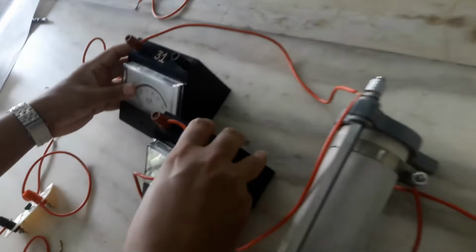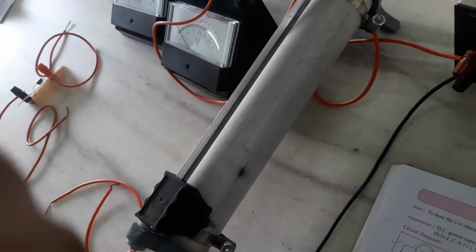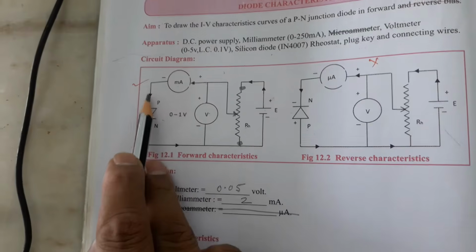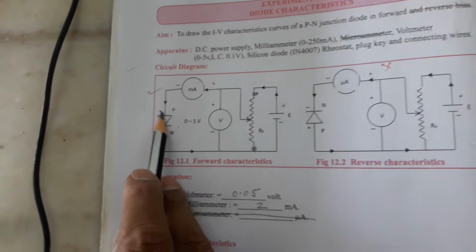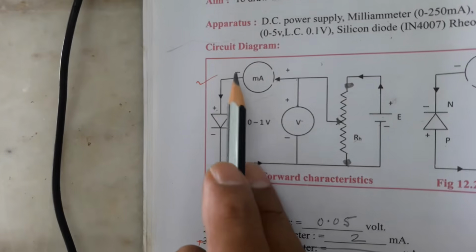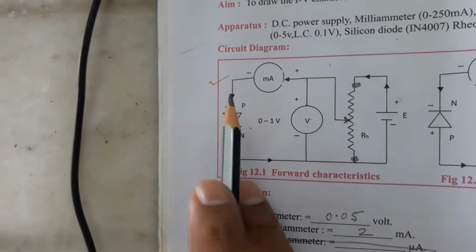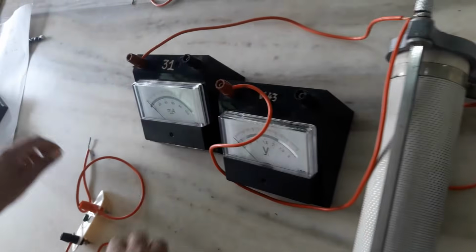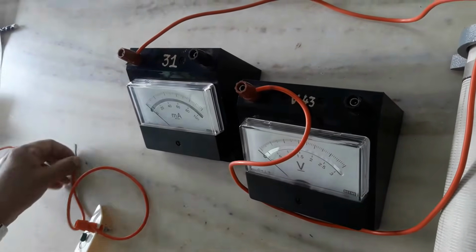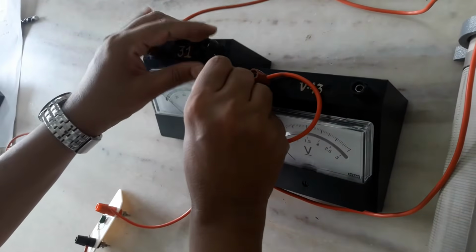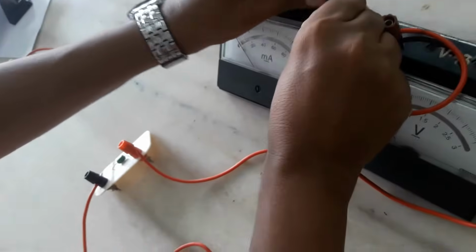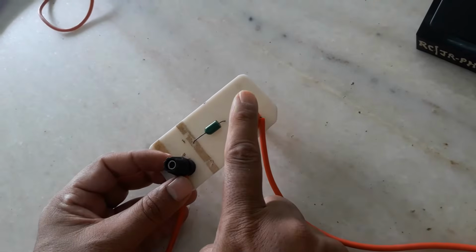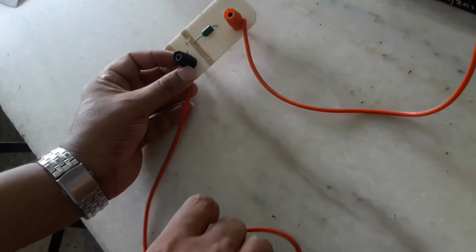Okay students, now if you see here, the negative of the milliammeter is connected to the P type of the PN junction. So negative will connect to P type. So I am taking the negative of the milliammeter from here, and from here it is connected to P type. This is P type. So this negative I connected to the P type of the PN junction diode.